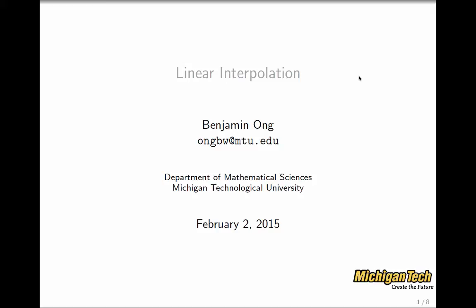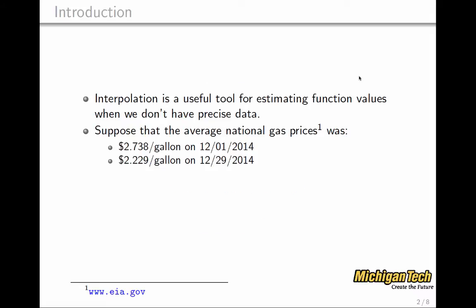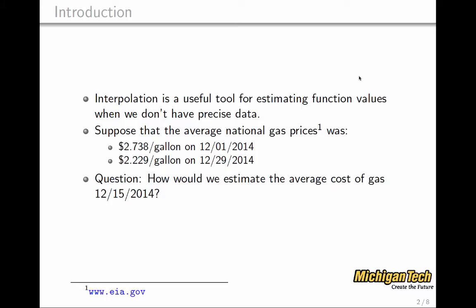Linear interpolation is a useful tool for estimating function values when we do not have precise data. Suppose that we have the average national price of gasoline in the US on the 1st of December 2014 and the 29th of December 2014. This data was actually collected from the EIA website. How would we use this data to estimate the average cost of gas on the 15th of December of the same month?